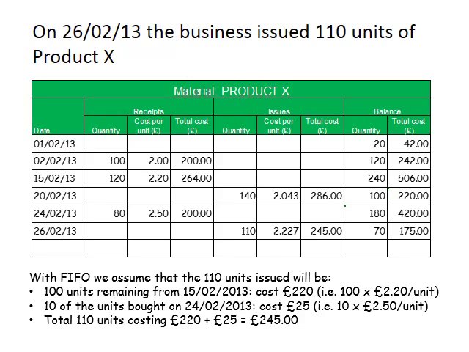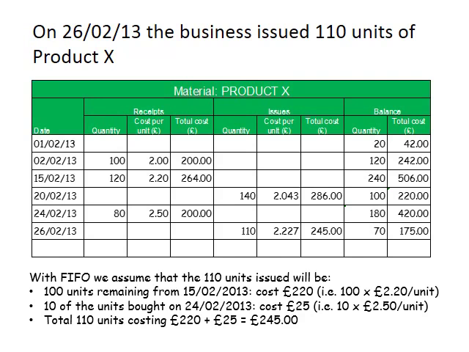We can now enter the information into our stock card. So on the 26th of February, 110 units will be issued. The total cost of those units will be £245, and we can calculate a cost per unit being £245 divided by 110 units. That gives us an approximate cost per unit of £2.227 per unit.